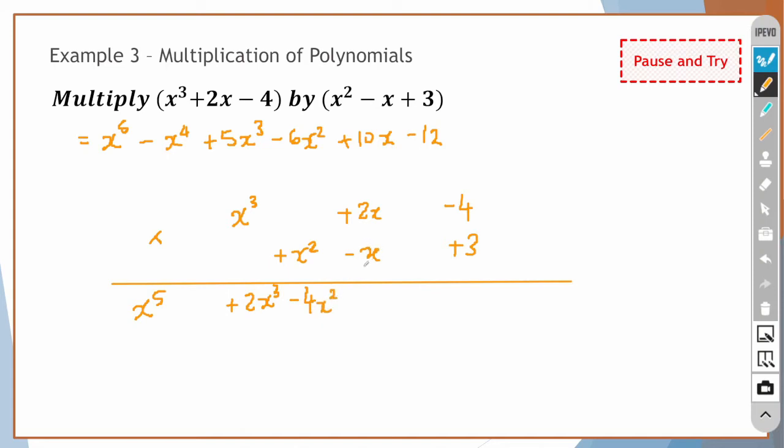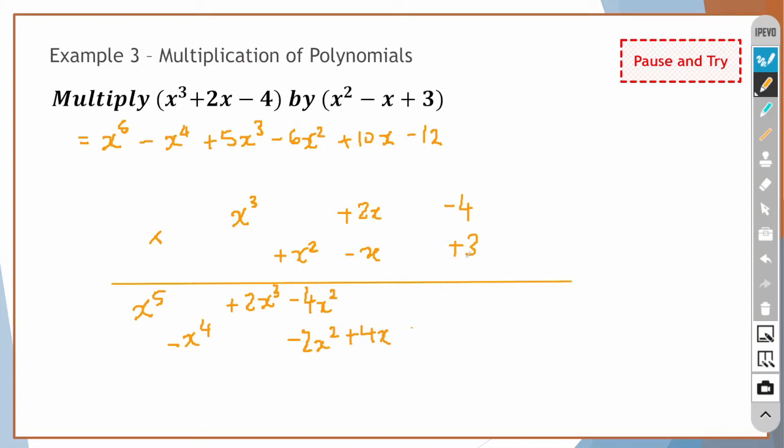So now we move on to our next term, our minus x. So minus x times x cubed is going to give us minus x to the 4. Minus x times 2x is going to give us minus 2x squared. And then minus x times minus 4 is going to give us plus 4x. Let me just rewrite that in the correct spot. So that should go here, plus 4x.